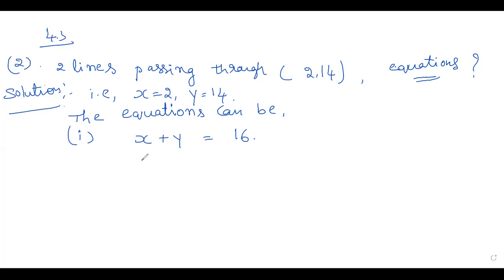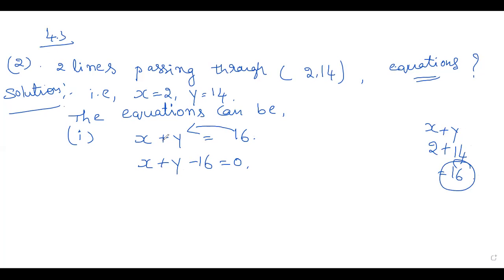Okay, children. So how will you write the equation now? Here x plus y is nothing but x is 2 and y is 14. You will get the answer 16, right? So that's what I have written here. x plus y is equal to 16. I'm taking it to the left hand side. It will become x plus y minus 16 is equal to 0. This is equation number 1. So it is in the form of ax plus by plus c is equal to 0, right? Then how can you write another equation?